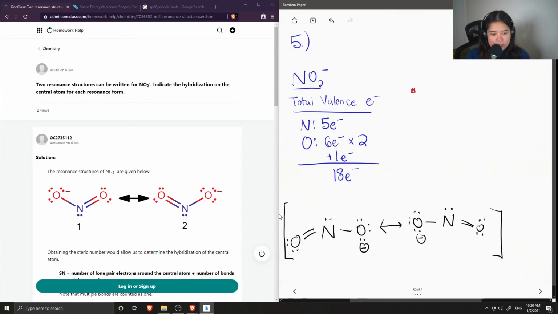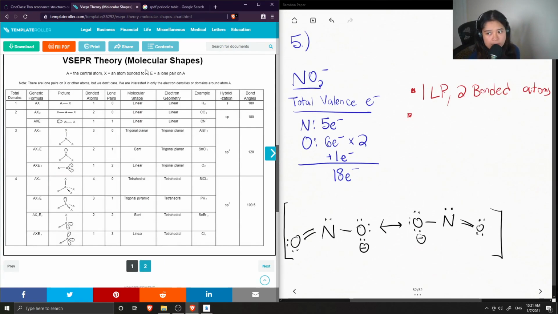But if we look at nitrogen, you'll notice that it contains 1 lone pair, and it only has 2 bonded atoms. Okay, so we would now use our VSEPR table to figure out its hybridization, and also we can see the molecular shape and electron geometry. So when we have 2 bonded atoms and 1 lone pair, we get a structure that kind of looks like this. And the molecular shape is bent, the electron geometry is trigonal planar, and the hybridization is sp2.